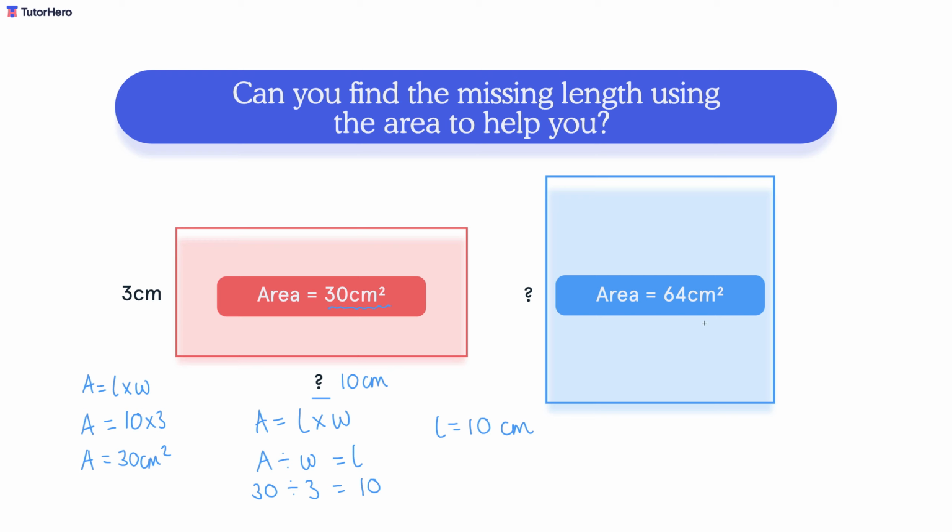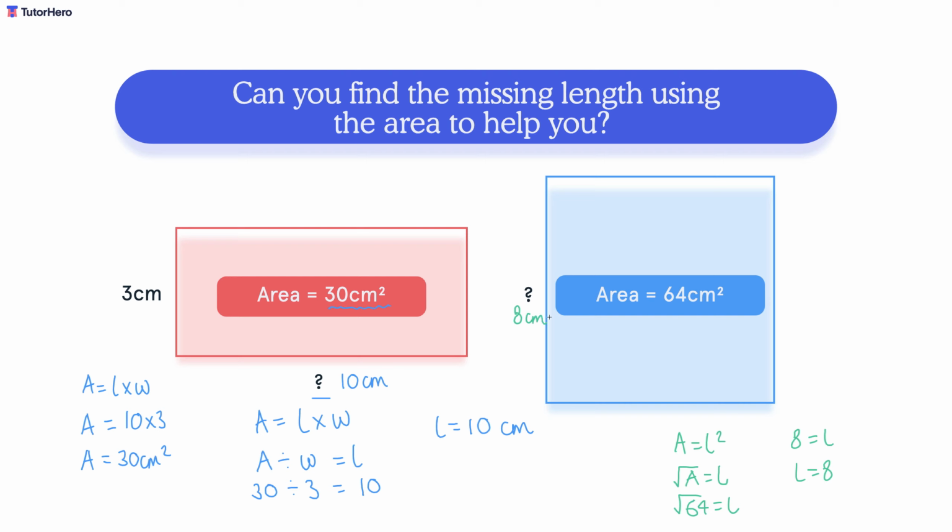Now let's try the square. We know that to find the area of a square, we need to do A equals L squared. However, the length is missing. Therefore, we're going to change this formula to find the length. So we're going to do the opposite. We're going to find the square root of A to give us our missing length. The square root of 64 equals 8. So L equals 8.